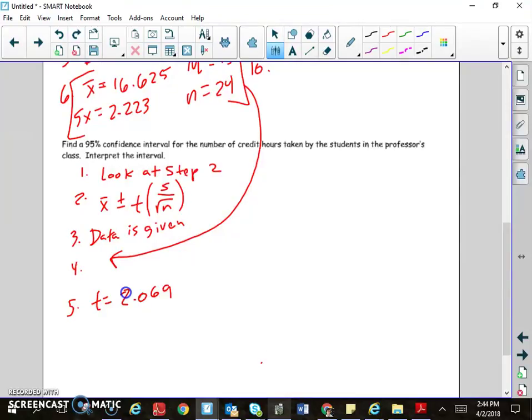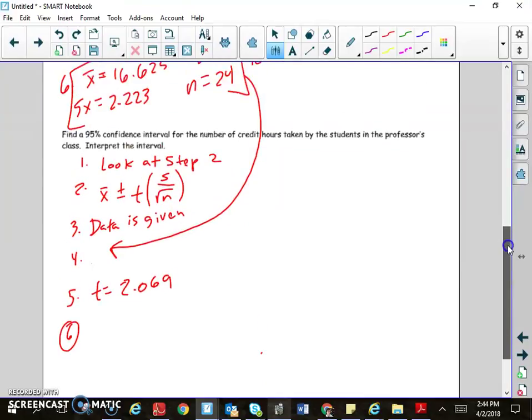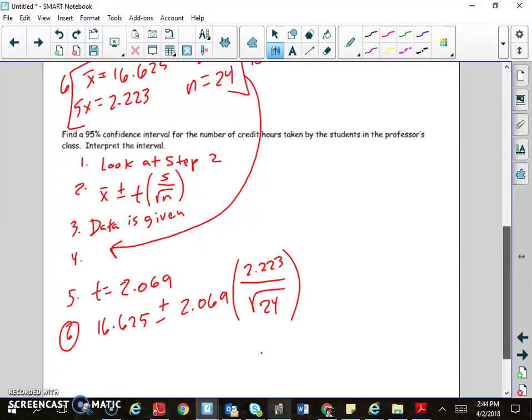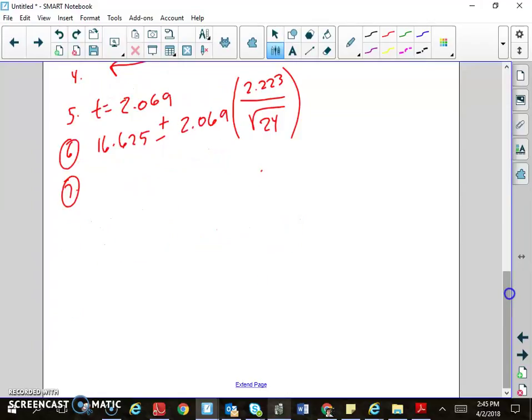Step 6, plug in and calculate the confidence interval. So step 6 would be x bar. You're going to plug in all the letters. So it's going to be 16.625 plus or minus t, so 2.069 times s over the square root of n. So plus or minus 2.069 times 2.223 over the square root of 24. Plug everything in. Please don't try to figure out your confidence interval by hand, because there's a way to do it on the 84. So you plug your variables in.